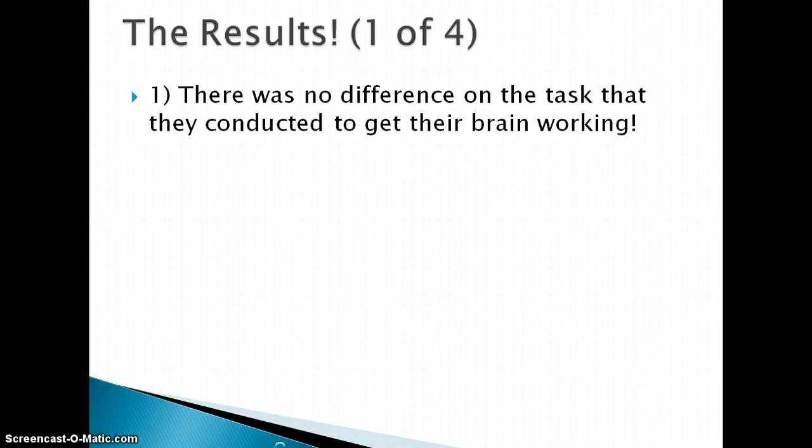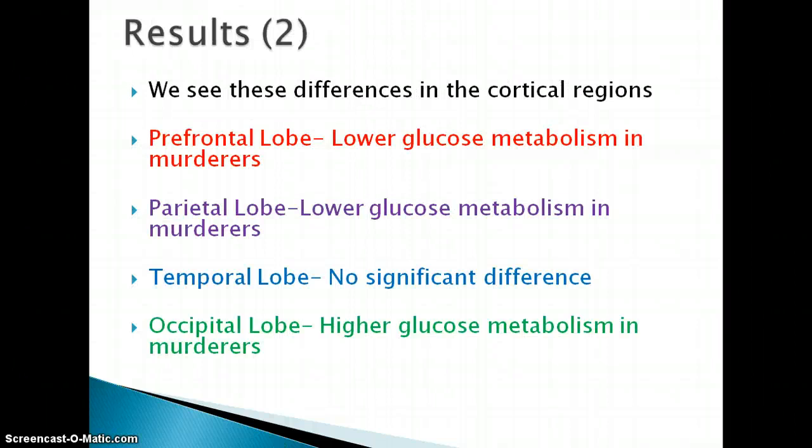The results: there was no difference on the working task, so they all identified the shapes equally as well. We see differences in some of the cortical regions. So the prefrontal lobe had lower glucose metabolism in murderers. Remember, the prefrontal cortex or the prefrontal lobe is responsible for things like decision making and control of behaviour.